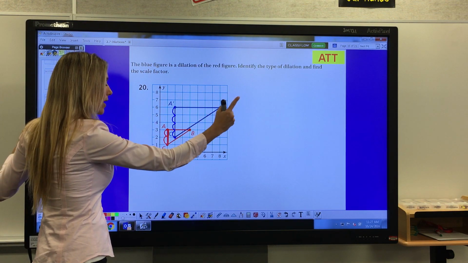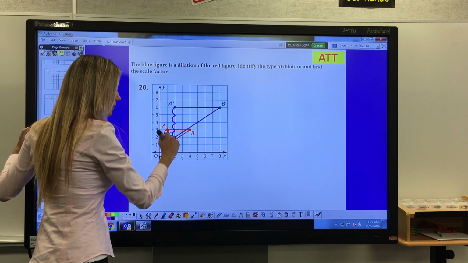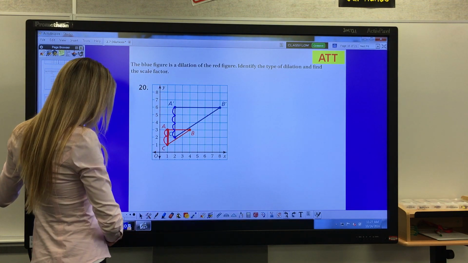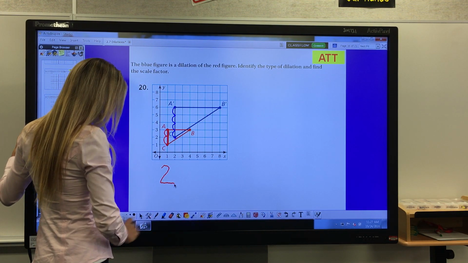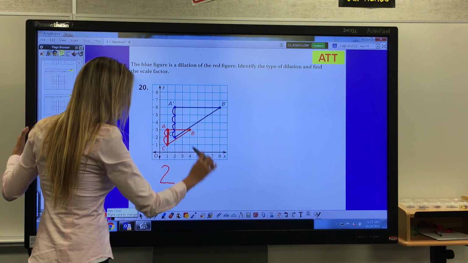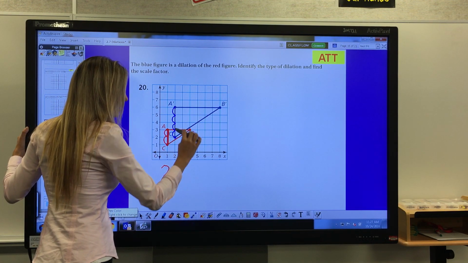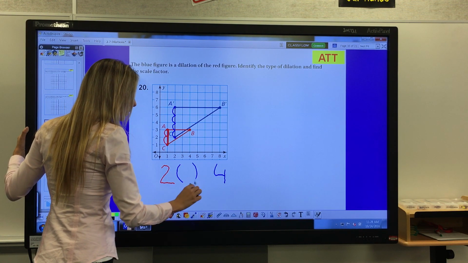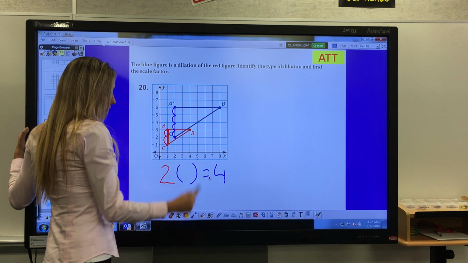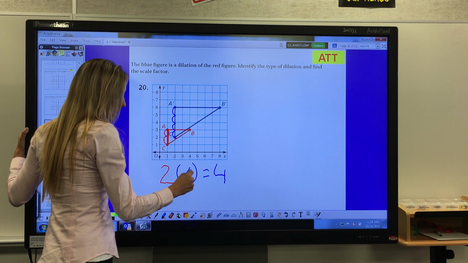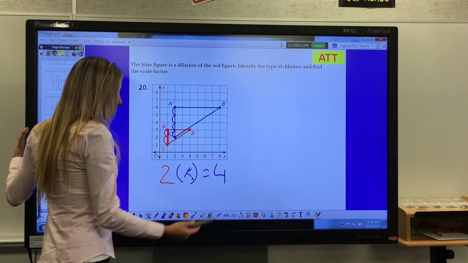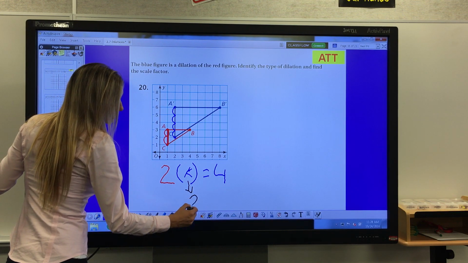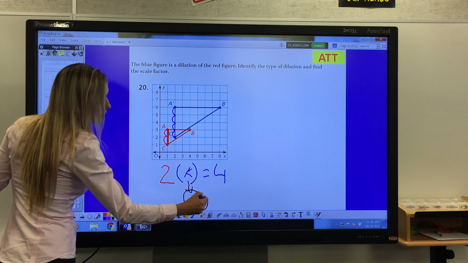But what is my scale factor? Well, my question is, if the red figure side AC is 2 units, and the blue figure has that side AC 4 units, well, 2 times what number will give me 4? This is going to be my scale factor, my K. 2 times what will give me 4? Well, you could figure that one out quite easily, right? It's going to be the number 2. So K, the scale factor is 2.